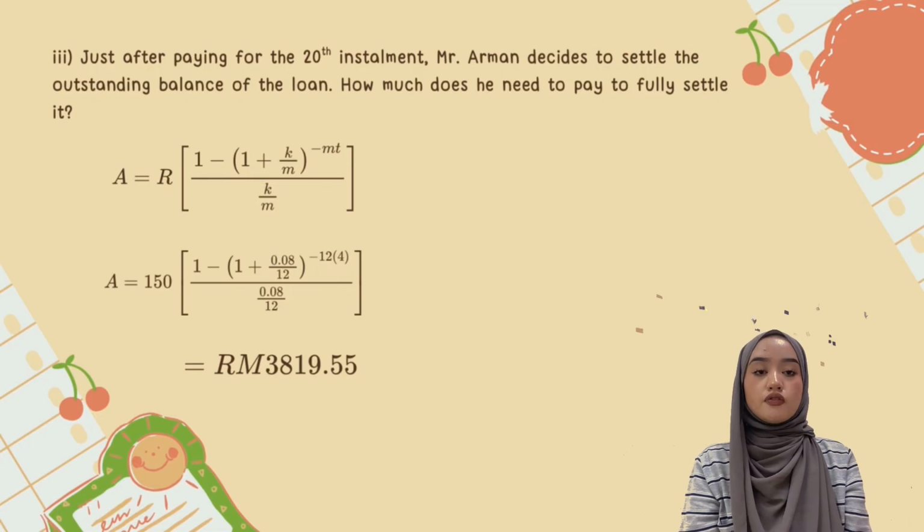Question 3. Just after paying for the 20th installment, Mr. Arman decides to settle the outstanding balance of the loan. How much does he need to pay to fully settle it? So the formula we use here is A equals R multiply 1 minus in bracket 1 plus K over M power of negative MT over K over M. So A equals 150 ringgit multiply 1 minus in bracket 1 plus 0.08 over 12 power of negative 12 multiply 4 over 0.08 over 12. So the answer is 3,819.55 ringgit.